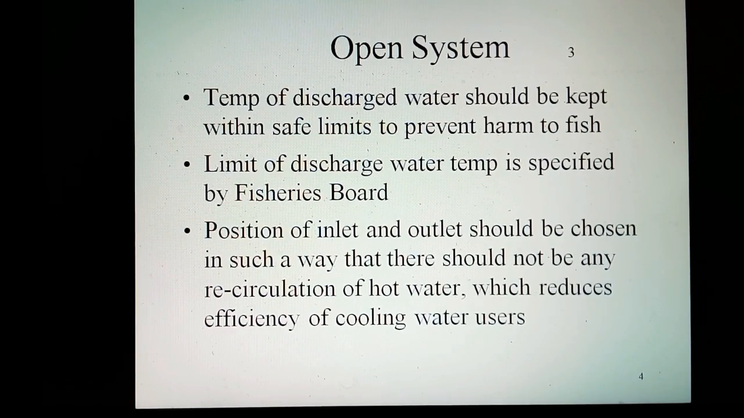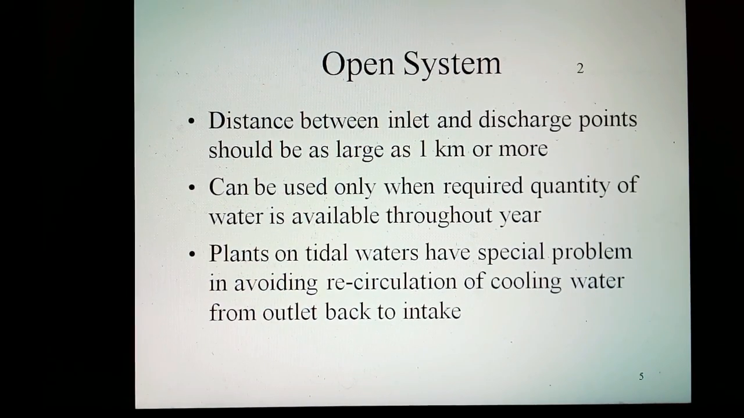The temperature of the discharged water should be kept within safe limits to prevent harm to fishes. The limit of discharged water temperature is specified by the Fisheries Board. The position of inlet and outlet should be chosen in such a way that there should not be any recirculation of hot water, which reduces the efficiency of the coolant water users. Therefore, the distance between the inlet and discharge points should be as large as 1 kilometer or more.